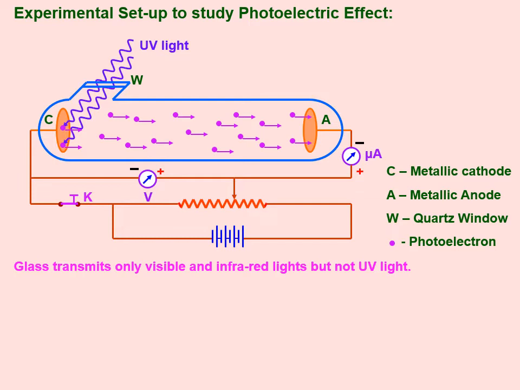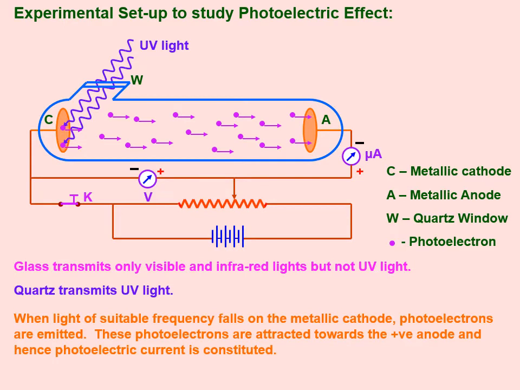So here the glass tube will transmit only visible and infrared lights. It will not transmit ultraviolet light. Therefore we use quartz window for transmission of ultraviolet light. So we can say that when light of suitable frequency falls on metallic cathode, photoelectrons are emitted, and these photoelectrons are attracted towards the positive anode, and hence photoelectric current is constituted.